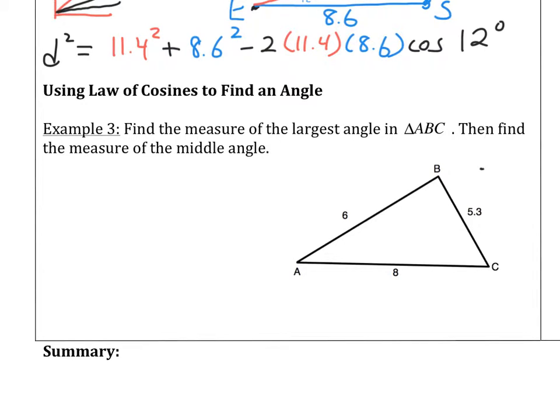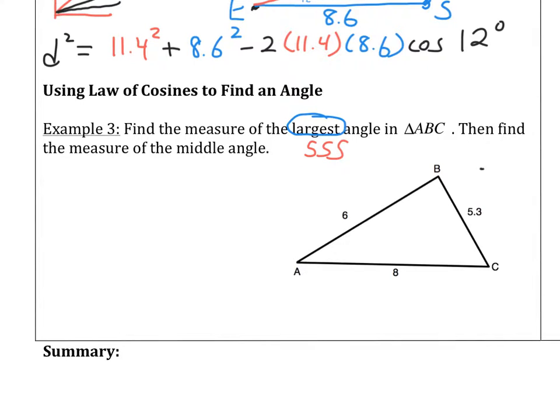Now, in this context, what we know is side, side, side. So we don't know the angle. So I know A, B, and C. I just don't know the angle measure C. Okay, so we have to go back to our geometry days. How do we know where the largest angle is?